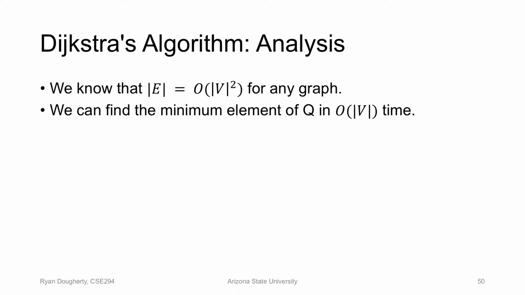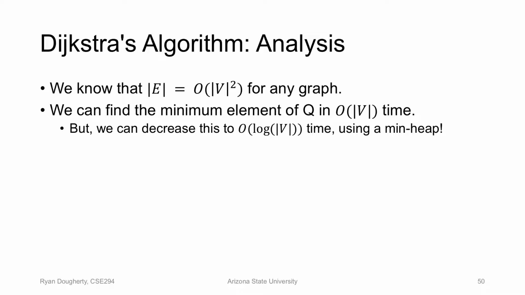Since I'm adding an element at the end of the heap, this is a complete binary tree, right? So what's the depth of a complete binary tree? How many levels could it possibly have for n elements? Log n, right? So therefore, I can extract the minimum of a heap in logarithmic time. So by using a min heap, I can reduce this to log of the number of vertices time.